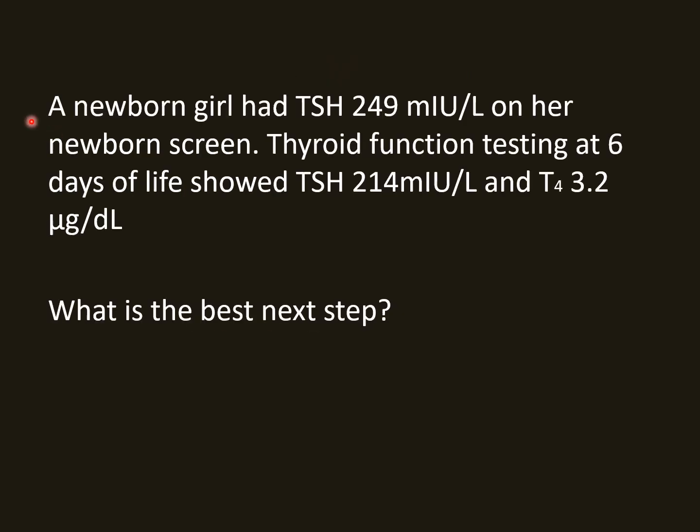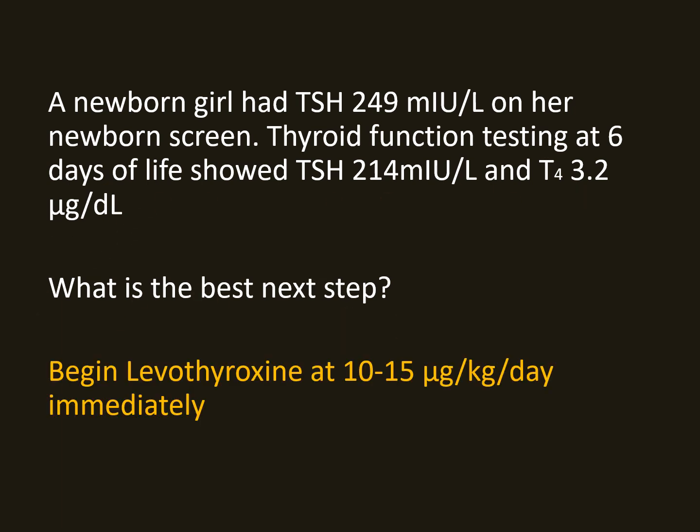This is a newborn girl who had TSH 249 on her newborn screen. Thyroid function testing at 60 days of life showed TSH is 214 and the T4 is 3.2. What is the best next step? The best next step is to begin levothyroxine at a dose of 10 to 15 microgram per kg per day immediately. You don't want to wait for confirmation. You start the therapy and you can confirm afterward. It's very important. Every day the child is not receiving the medicine is losing IQ.